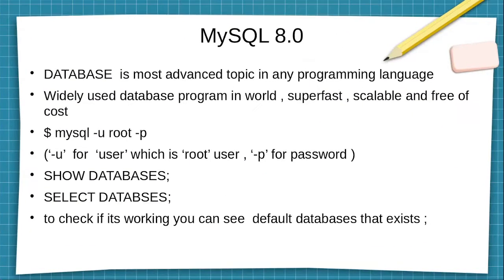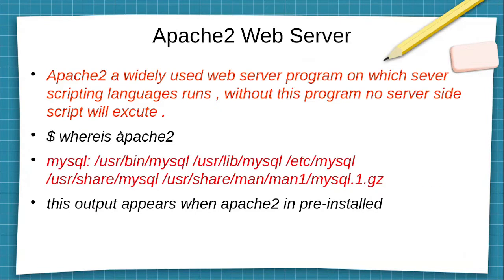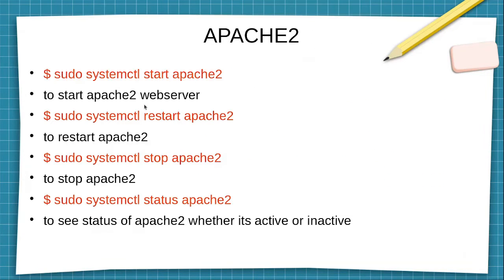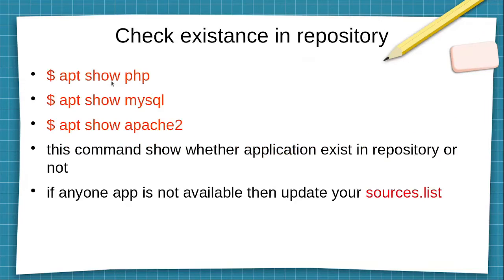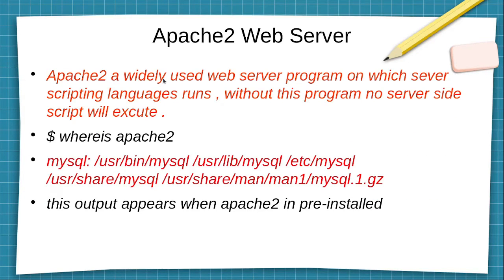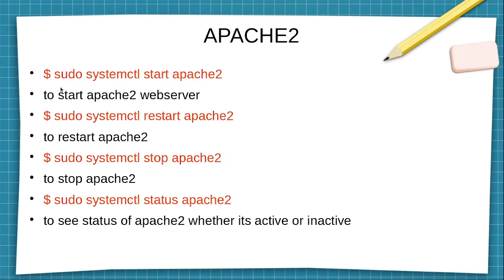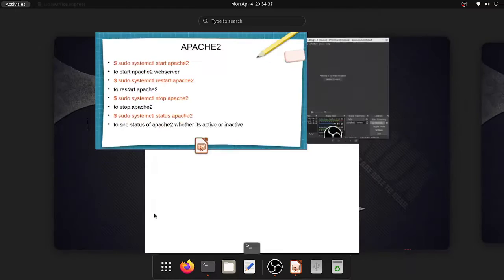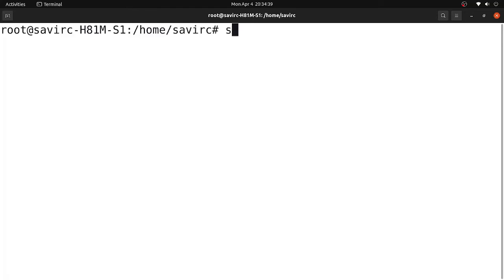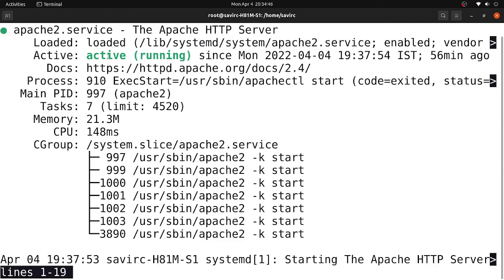Apache is a web server on which server-side scripting languages work. Not only PHP but many scripting languages work on the Apache2 web server, like Perl. Now check the status of the Apache server, whether it's working or not. Type systemctl status apache2. In this case the Apache2 web server is working.